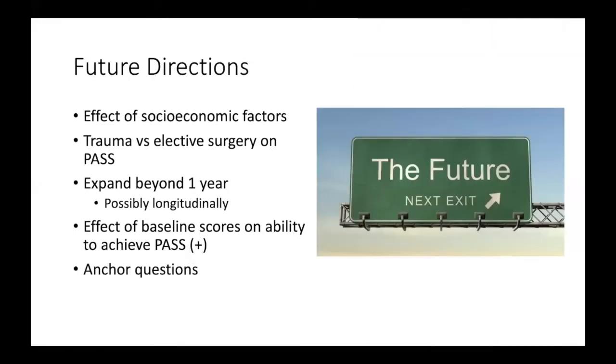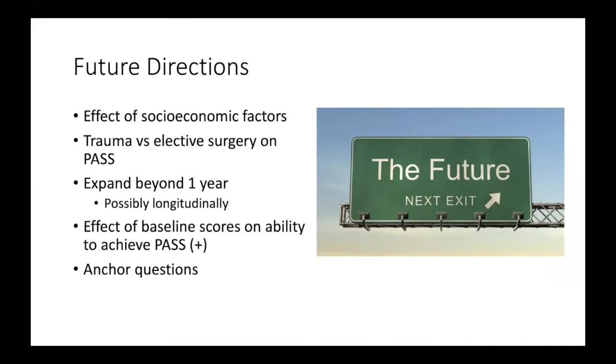In terms of future directions, the study raises many questions, including, what are the effects of socioeconomic factors on the patient acceptable symptom state? Do these change with a more diverse patient population? And are any of these factors modifiable? Do trauma patients actually have a higher tolerance for symptoms and limited function than patients undergoing elective surgery? And within the elective surgical world, are there more granular differences between differing elective procedures? Does time from surgery have an effect on PASS?